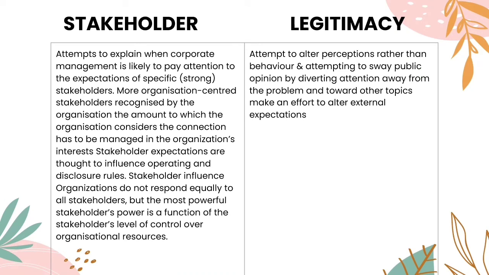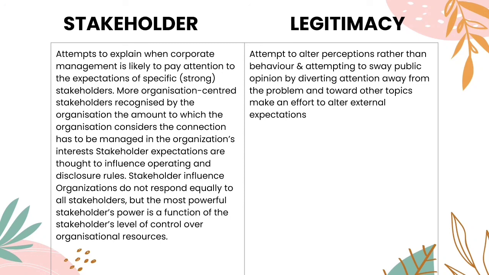Next, stakeholder theory attempts to explain when corporate management is likely to pay attention to the expectations of specific strong stakeholders. The more organization-centered the stakeholders recognized by the organization, the more the organization considers the connection has to be managed in the organization's interest. So stakeholders' expectations are thought to influence operating and disclosure rules, whereas stakeholder influence means organizations do not respond equally to all stakeholders, but rather to the most powerful stakeholder, whose power is a function of the stakeholder's level of control over organizational resources.